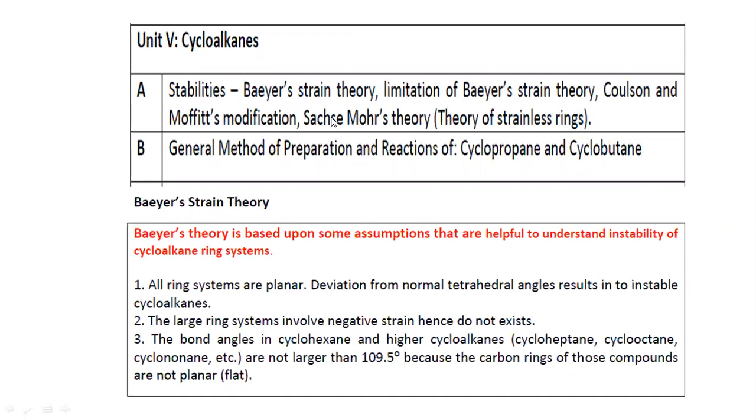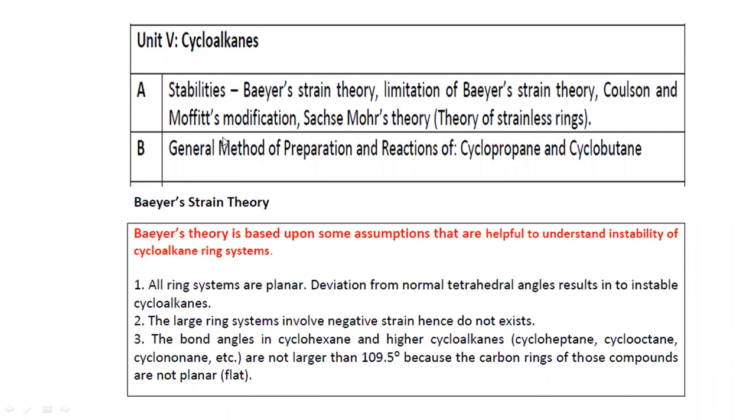Theory number 1, Bayer's strain theory. This theory has its own limitations, and we are going to discuss the limitations of Bayer's strain theory. The second theory we are going to discuss is Coulson and Moffitt's theory. And the third and last theory is Sachse-Mohr theory, also known as the theory of strainless rings. This is part number 1 with respect to cycloalkanes.